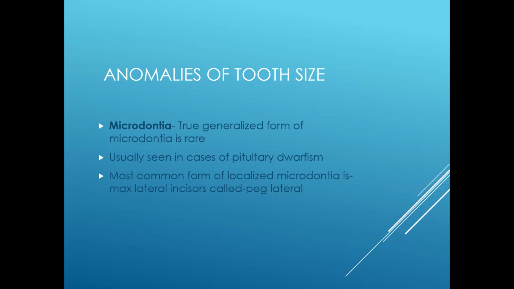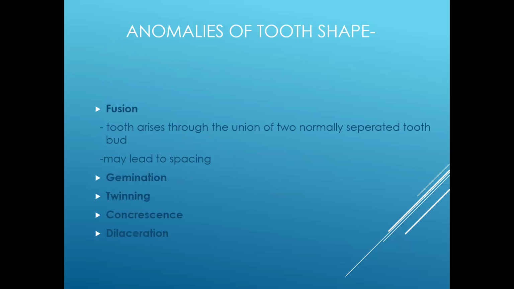Then move on to the anomalies of tooth size. It may be microdontia. True generalized microdontia is rare, and it is usually seen in cases of pituitary dwarfism. The most common form of localized microdontia is of the maxillary lateral incisors, often called peg laterals. Then anomalies in tooth shape. It may be fusion, gemination, twinning, concrescence, and dilaceration. This often leads to spacing.